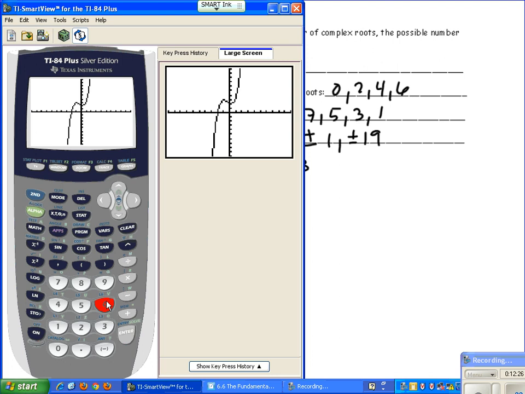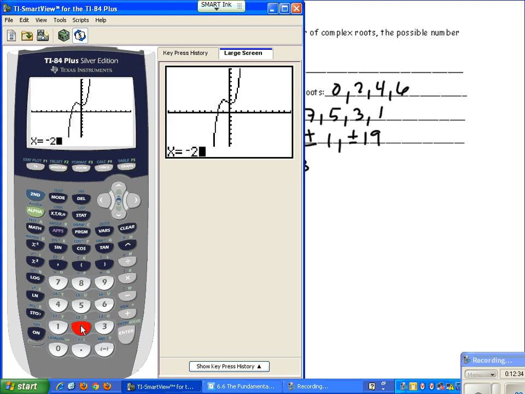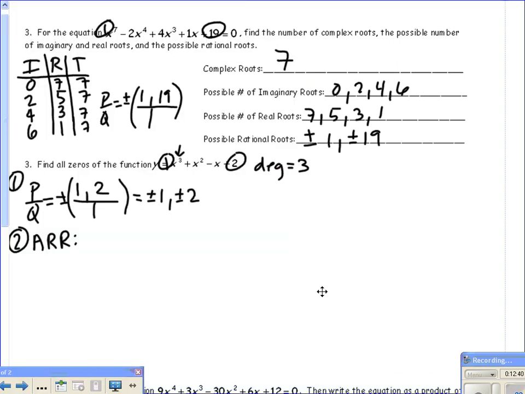If I look at this, it looks like my solution is at negative 2, so I'm going to check: second trace, value negative 2, enter, and I get 0, so I know it works. If you want to check the other ones, you can, but they're not going to work. So my actual rational root is x equals negative 2. Now that I have my actual rational root, in order to find the other zeros, I have to use synthetic division. So that's my third step, remember?